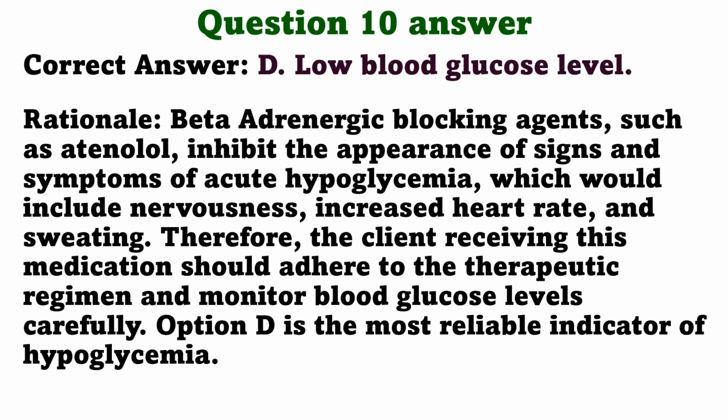The correct answer is D. Low blood glucose level. Rationale: beta-adrenergic blocking agents, such as atenolol, inhibit the appearance of signs and symptoms of acute hypoglycemia, which would include nervousness, increased heart rate, and sweating. Therefore, the client receiving this medication should adhere to the therapeutic regimen and monitor blood glucose levels carefully. Option D is the most reliable indicator of hypoglycemia.